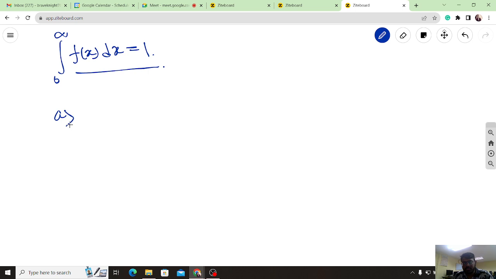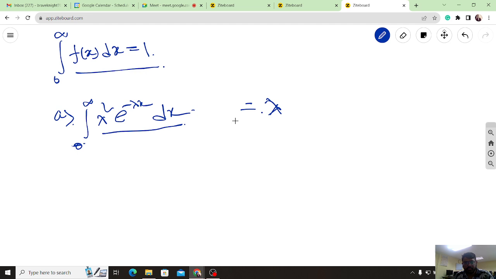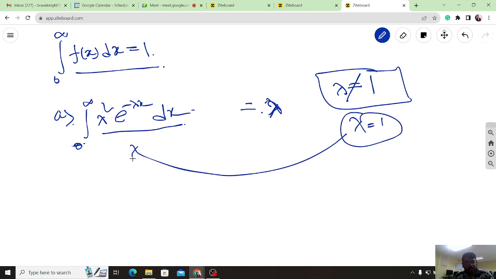So if you look at the first option, that is the integral from 0 to infinity of lambda square e to the power minus lambda x dx, this will come as lambda if I do the integration. So lambda has no condition given that lambda equals 1. If lambda equals 1, then this can be a PDF. But I have not said that lambda is equal to 1. So any value of lambda is not given here. So option A is not a PDF.